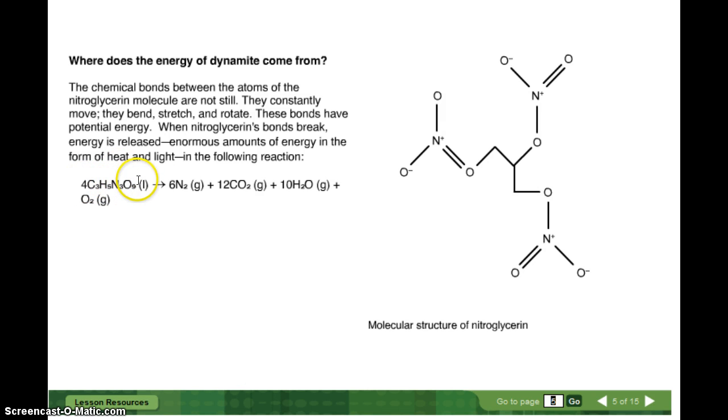So we have our nitroglycerin as a liquid, yields some nitrogen gas, some carbon dioxide gas, some water, and some oxygen gas. And here's the molecular structure of nitroglycerin.